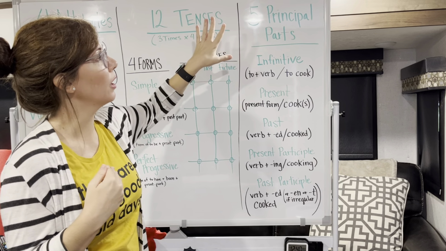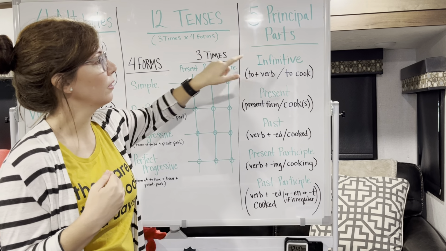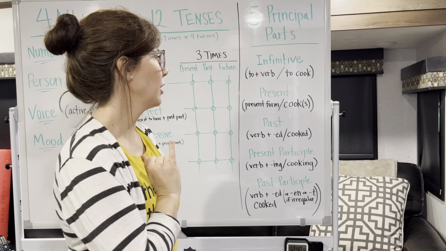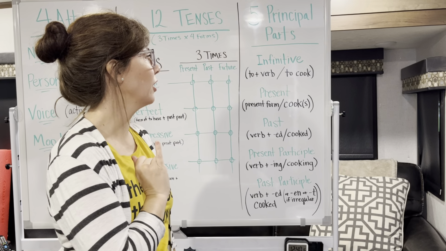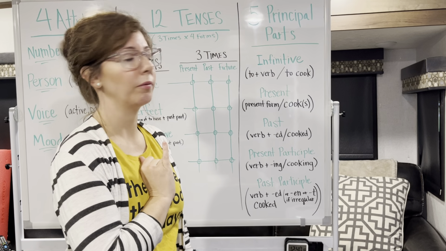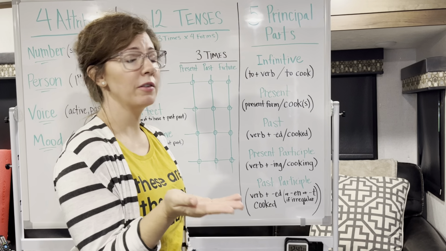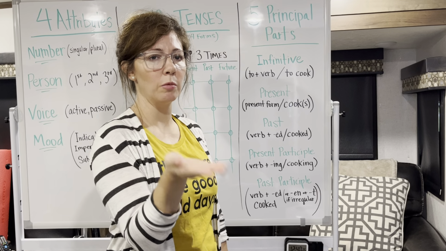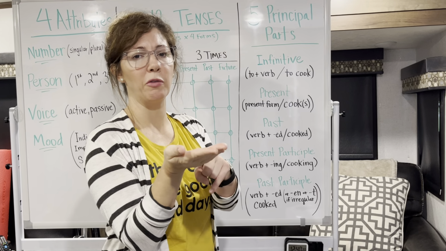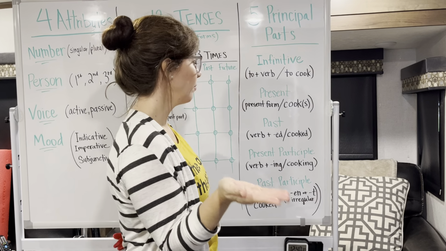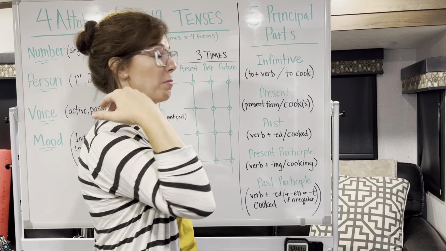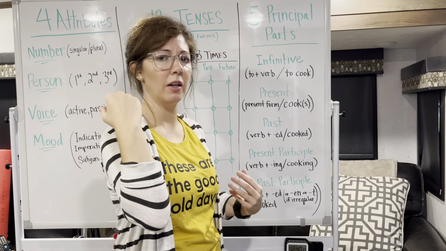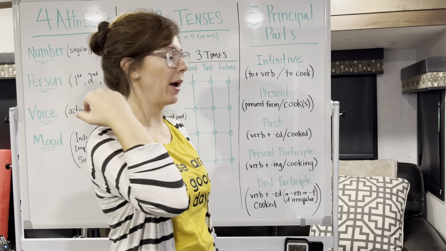5 principal parts. Infinitive, jumping off point. We're going to take off. It's to plus a verb. To cook. Present. Present form, cook, cooks. Because we are acknowledging our singular and plural form. Singular and plural. That's why we have to. Cook, cooks. Past. Happened in the past. It's a verb plus ed. If we did something, it's already done. We cooked. Cooked. It's in the past.